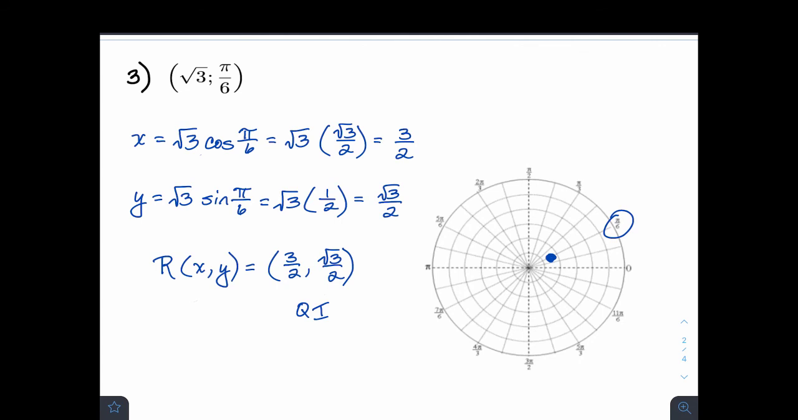So hopefully these 3 examples will enable you to move forward and do several of the others on your own.